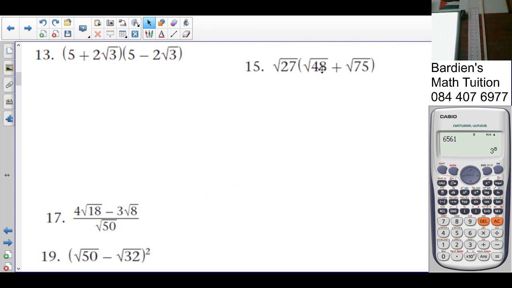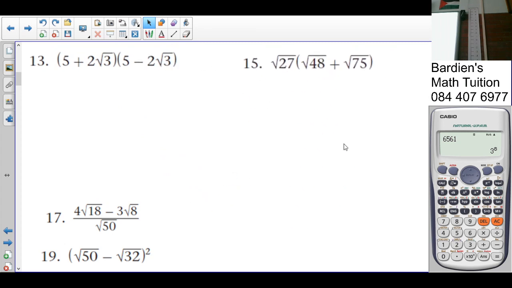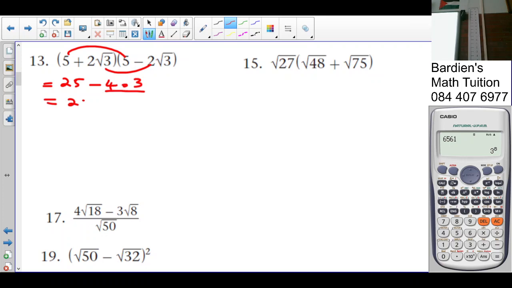So 13, 15. Again in 13, the conjugate pair. You can multiply the first and the last. 5 times 5 is 25. Negative 2 times positive 2 is negative 4. Root 3 times root 3 is 3. So it's going to be 25. What's 4 times 3? 12, which is 13.